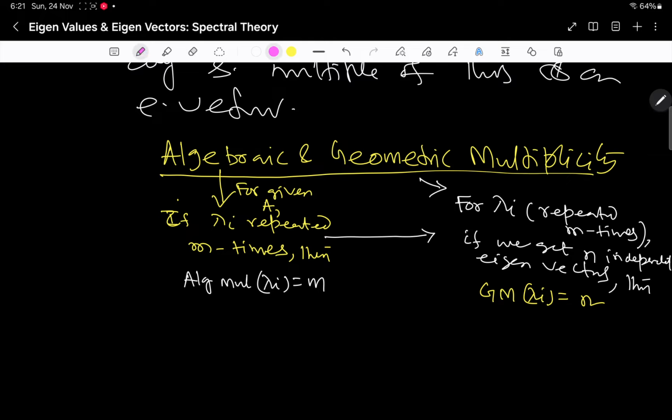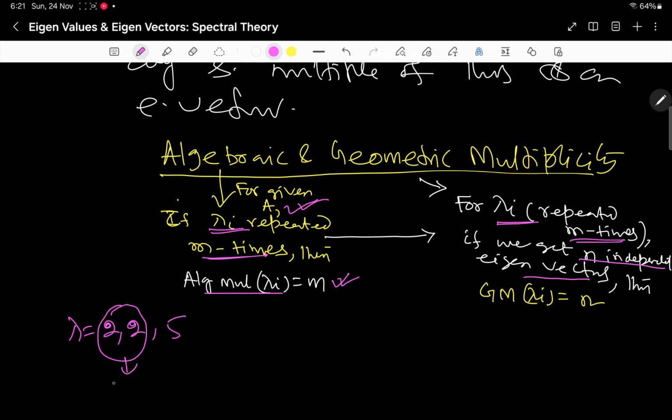Coming to another important aspect, for a given matrix A, if a particular eigenvalue is repeated m times, then the algebraic multiplicity of that eigenvalue is m. Now, corresponding to that eigenvalue repeated m times, suppose we are getting n independent eigenvectors. For example, suppose we are getting lambda equal to 2, 3, 3. Then the algebraic multiplicity of 3 is 2.